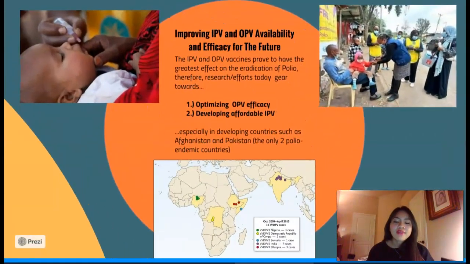And giving way to the vaccines, doctors and researchers are striving to optimize OPV efficacy, and they are developing ways to make the IPV vaccine more affordable, especially in our two polio endemic countries, Afghanistan and Pakistan.